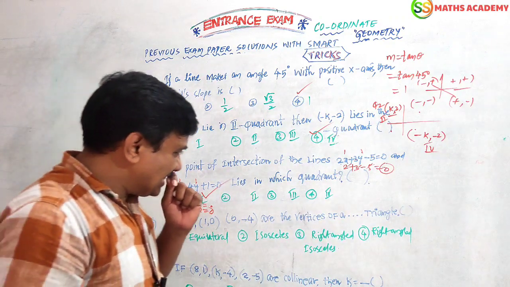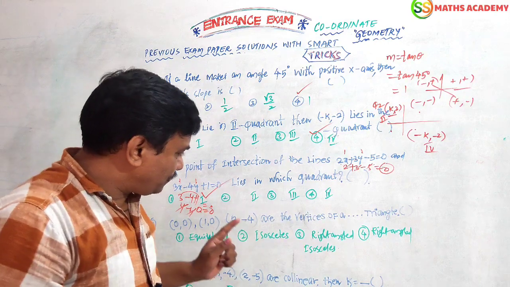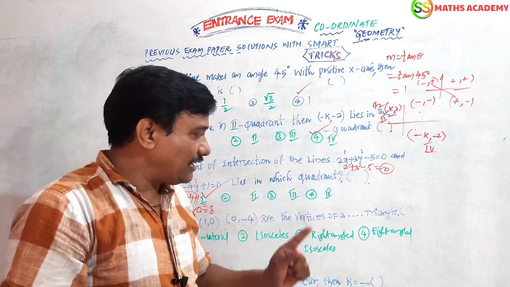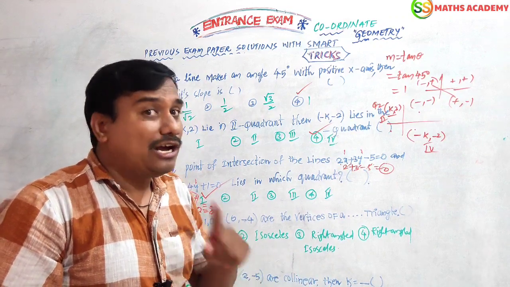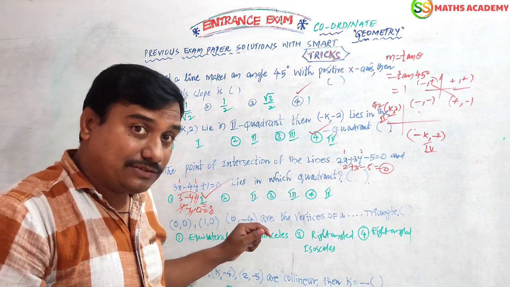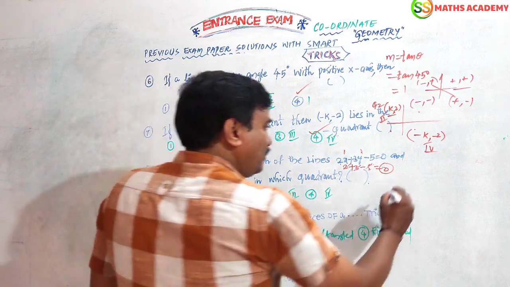Now, (0, 0), (1, 0), (0, -4) are the vertices of a dash. Friends, here the options are equilateral, isosceles, right angle, isosceles right angle. If you find AB, BC, CA, you will get the answer. I have one more idea. Now I have to tell you this question. The idea is you can draw the diagram.